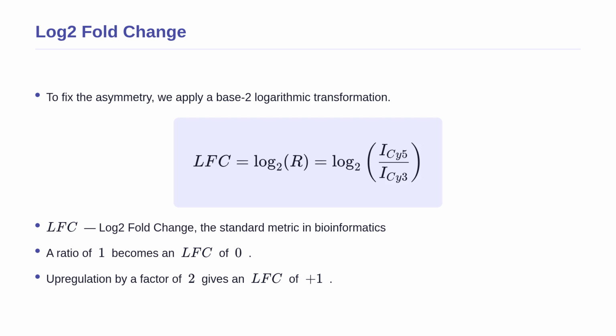If a gene is upregulated by a factor of 2, the LFC is positive 1. If it is downregulated by a factor of 2, the LFC is negative 1. This beautiful mathematical transformation makes it incredibly easy to spot significant biological changes at a glance.